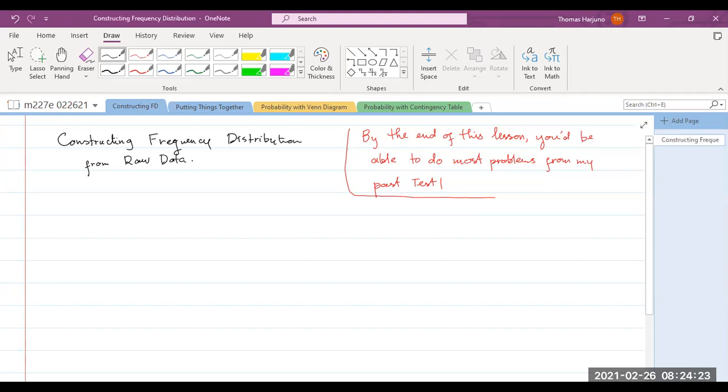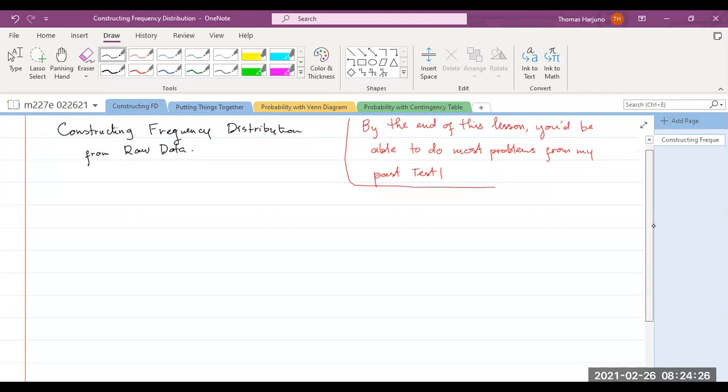Okay, I will use an example from my old test, but the procedure will be pretty much like this. The first step, we will need to find the range, which is the maximum data minus the minimum data.